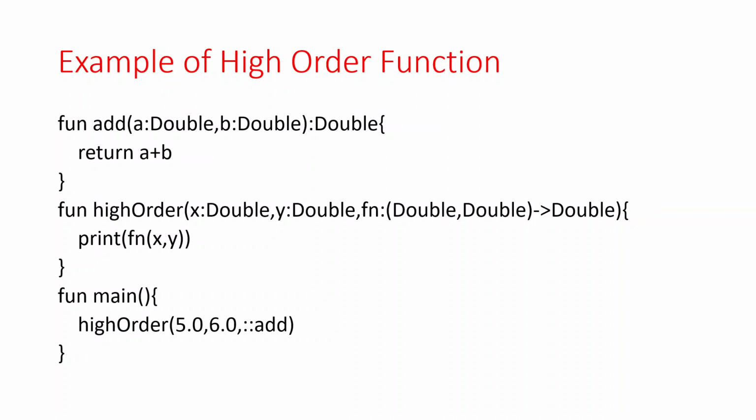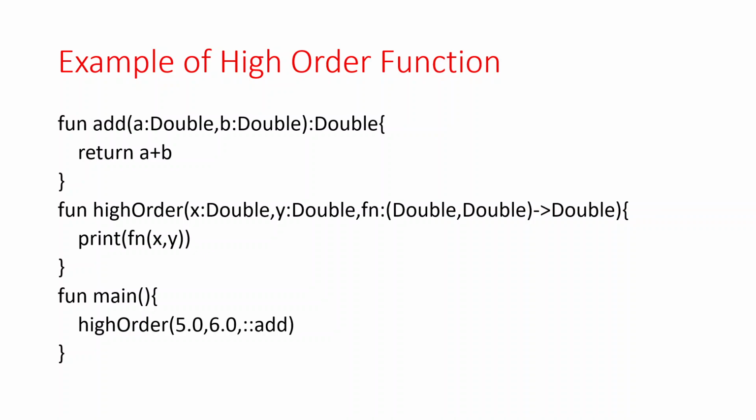Here is an example of a higher order function. I have created one function named add, and I have passed two parameters there, a of type double and b of type double, and it will return type double. It will return a plus b. Now I have created one higher order function. It will take two parameters, x of type double and y of type double. The next parameter, the higher order function, will take another function.